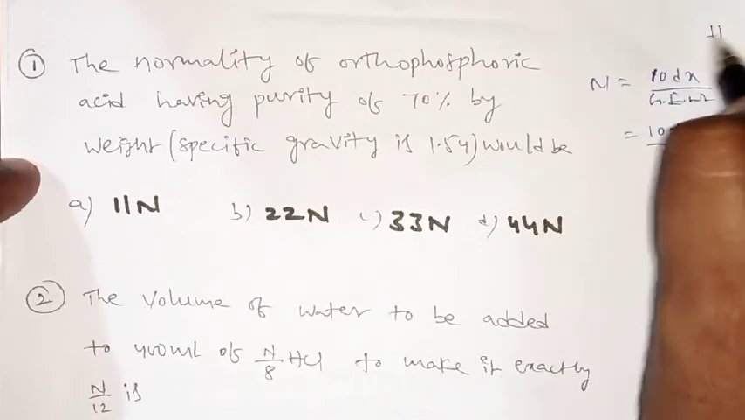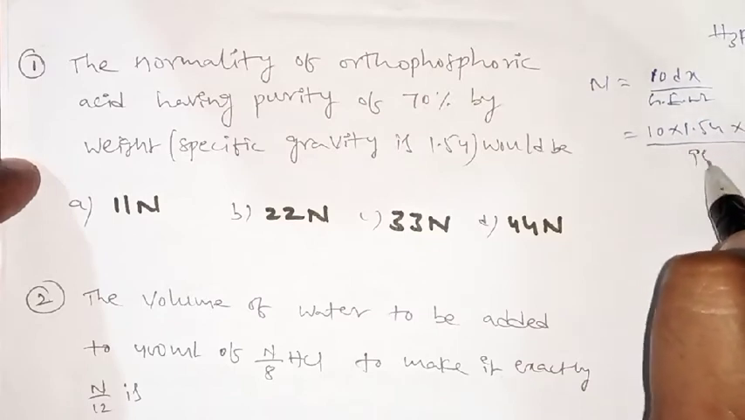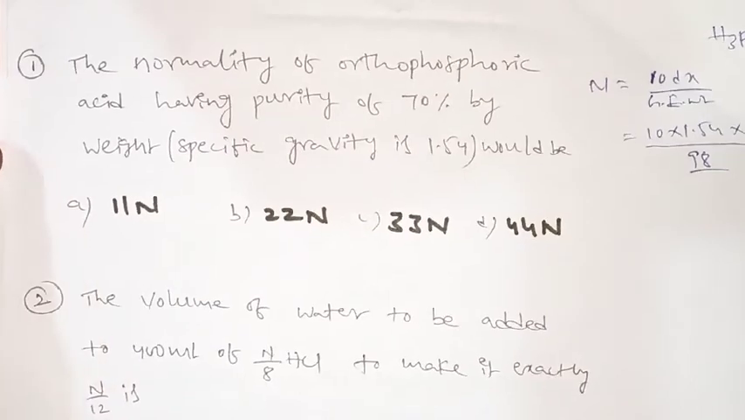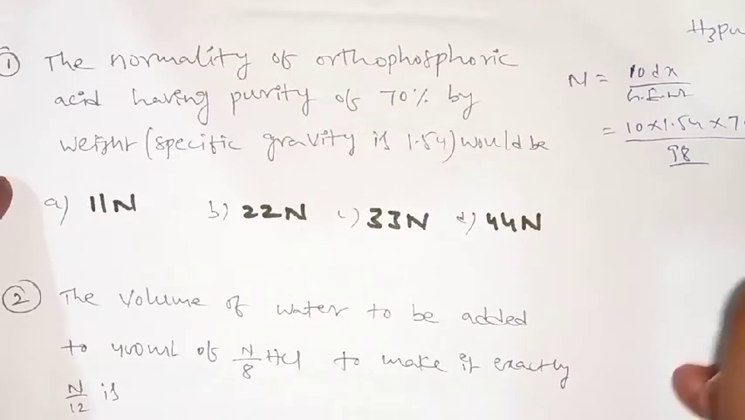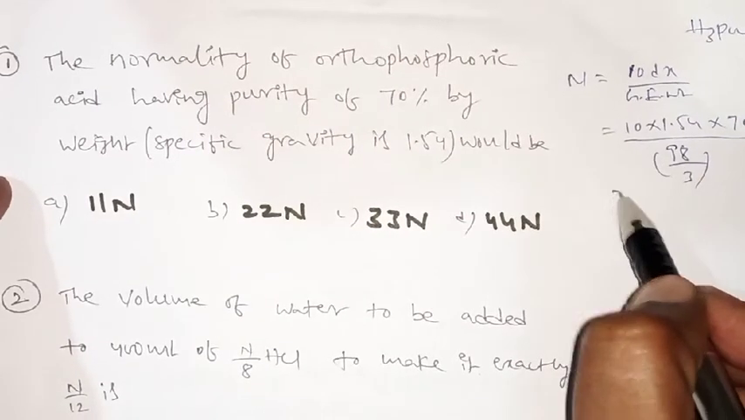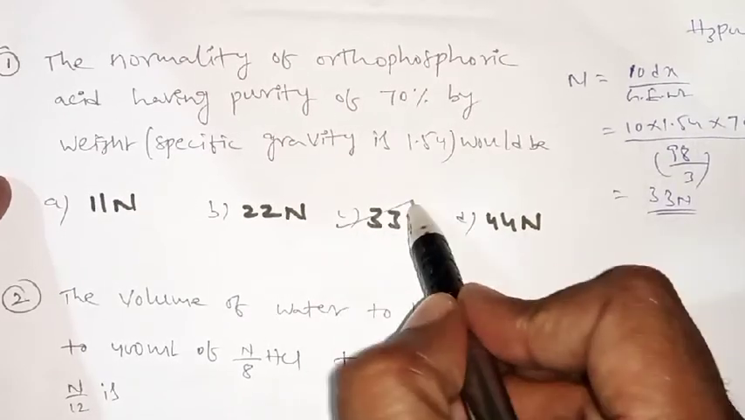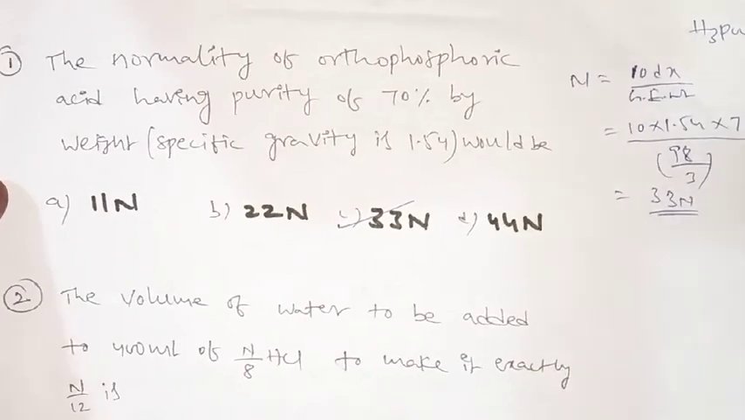Orthophosphoric acid, H3PO4, its molecular weight is 98. It is capable of producing 3 hydrogen ions, that means its basicity is 3, that is why we divide by 3. So direct substitution. If you simplify, you will get 33N. So option C is our correct answer. Is it clear? Direct substitution, but you have to remember the formula.